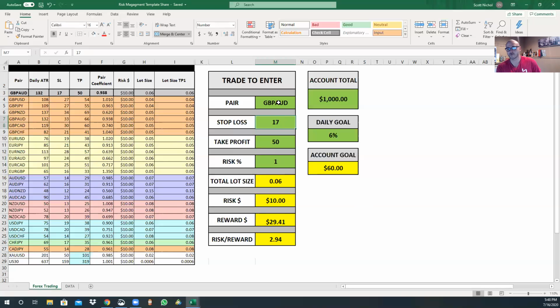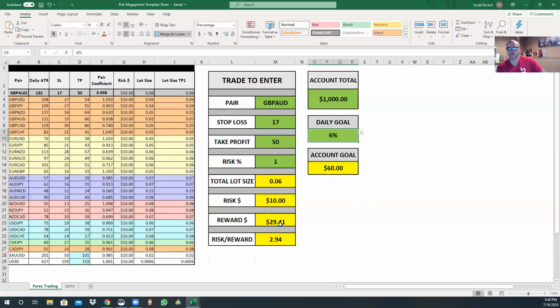Again, there's a lot going on in this, but all you have to worry about is sitting down, entering your account for the day, and entering your daily goal for the day. That'll tell you a number that you're going to want to hit. You pick the pair that you've charted up and want to enter a trade. You put in your stop loss and your take profit from where you've entered that trade on TradingView. And then you're good to go. Then you know exactly, without any question, what your lot size is.